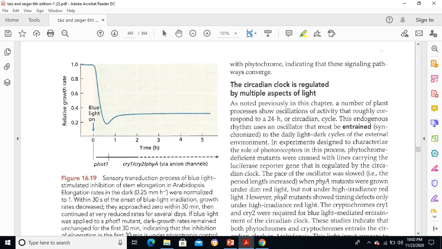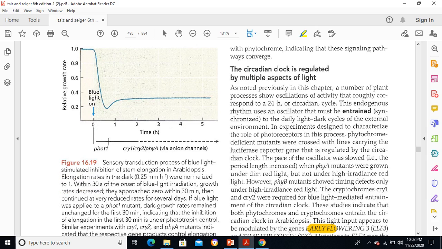See this graph, on the y-axis is relative growth rate, and the x-axis is time. Initially the growth rate was very high. When you give blue light, first phototropins will act. That is another photoreceptor that we will discuss in a later section. Then only cryptochromes will act. So phototropins and cryptochromes are the two blue light mediated photoreceptors. When blue light is given, first phototropins will act, and then after some time cryptochromes will act.